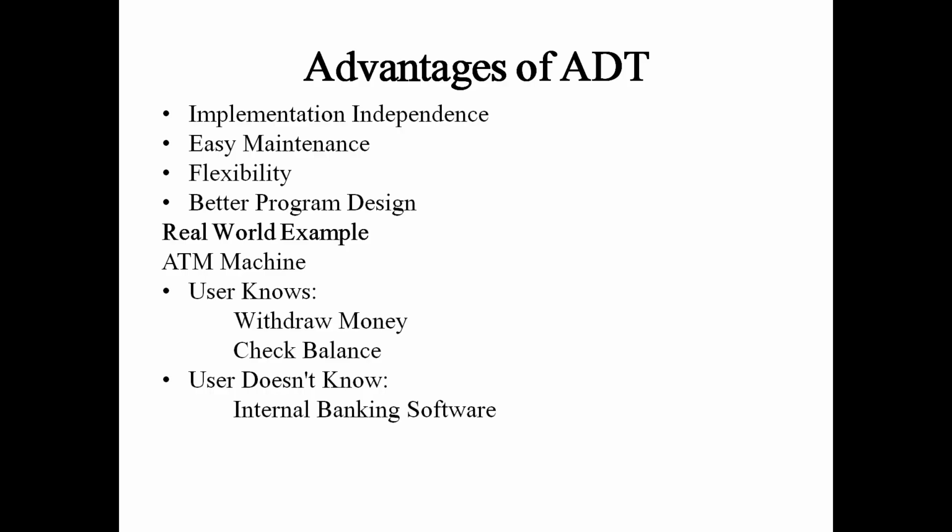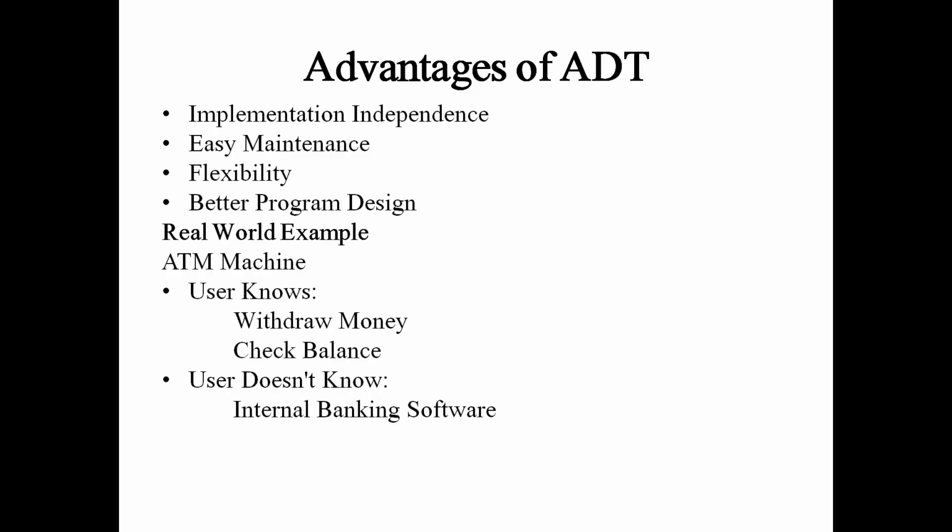So, a simple example, as I told you, an ATM machine. The user knows only the available operations: withdraw money, deposit money, check balance. The user doesn't know how the banking servers process these requests. The implementation remains hidden. So this is exactly how an abstract data type works.